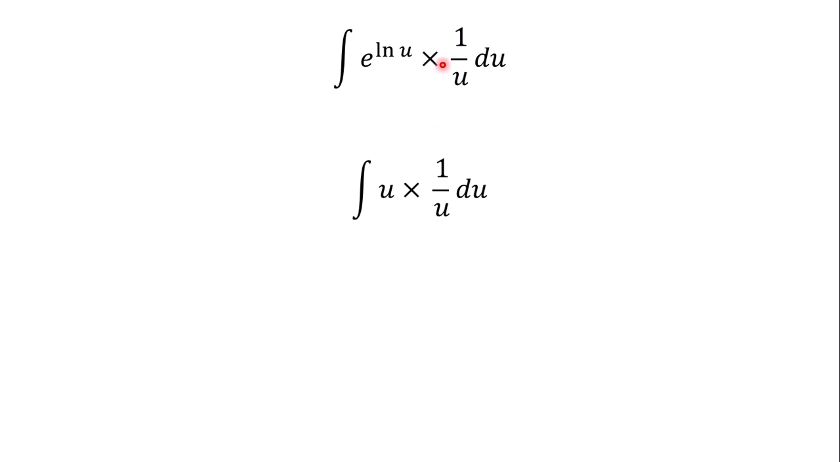Now when it's left with u, we just multiply it with this 1 over u. That is going to give us u times 1 over u du. Now here we do cancellation. This u will just cancel this u, and it will be left with 1. Now when you integrate 1, what are you going to get? 1 du is just u.